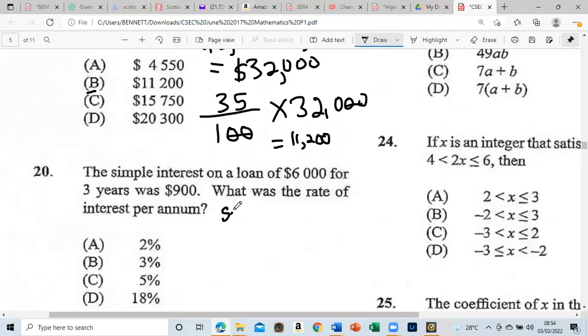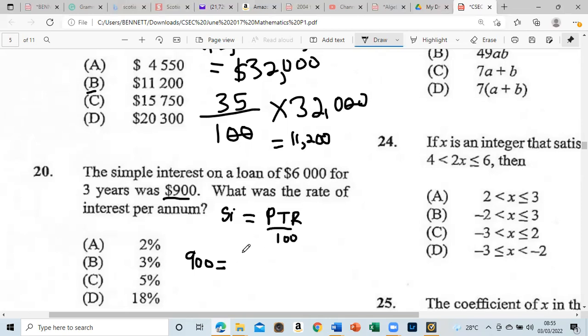We know that simple interest is equal to P times T times R, and we know the rate comes as a percent, so that's all over 100. All right, so they give us the simple interest on a $6,000 loan. So the simple interest is 900, that's what we got. Normally they would ask us to find the simple interest, but this time they ask us to find the rate.